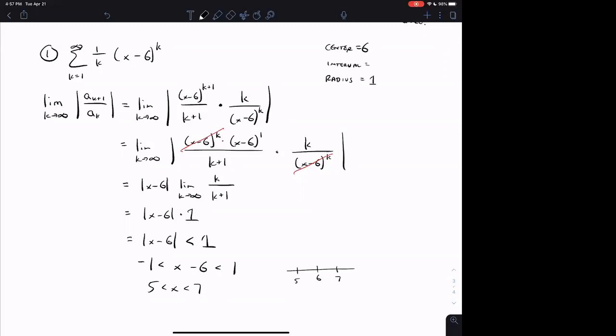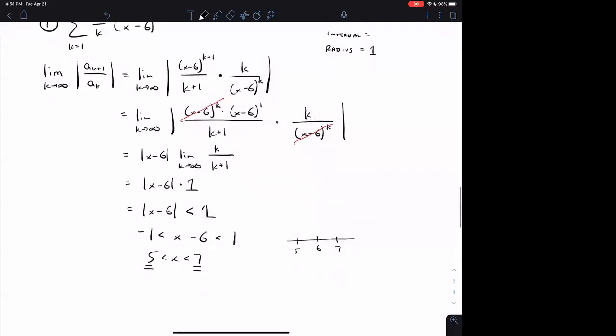Now, the problem is that the ratio test we talked about yesterday said that if the limit is less than 1, the series converges. If the limit is bigger than 1, the series diverges. What happens if the limit is equal to 1 on the ratio test? We need to use a different test. So in this problem, when x is 5 and when x is 7, you actually get 1, which means all of this ratio test stuff does not work.